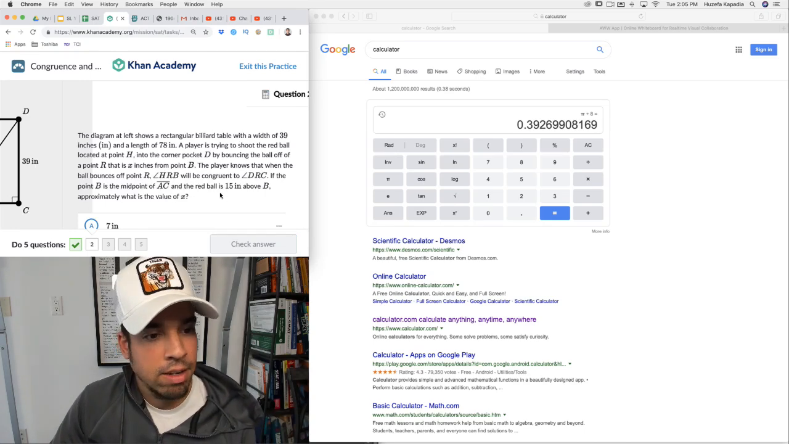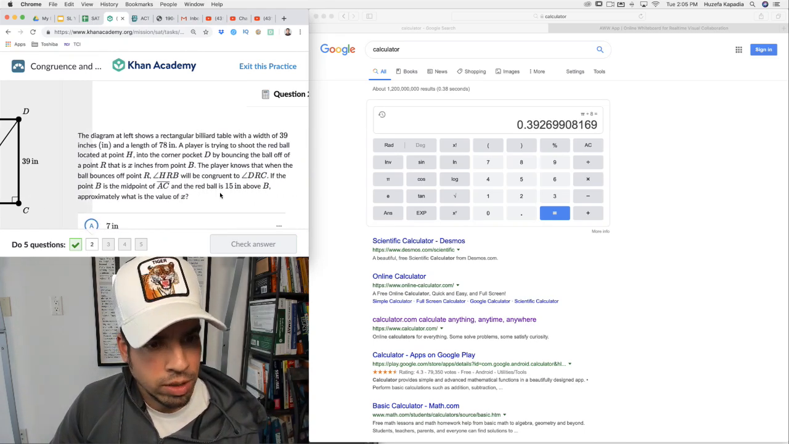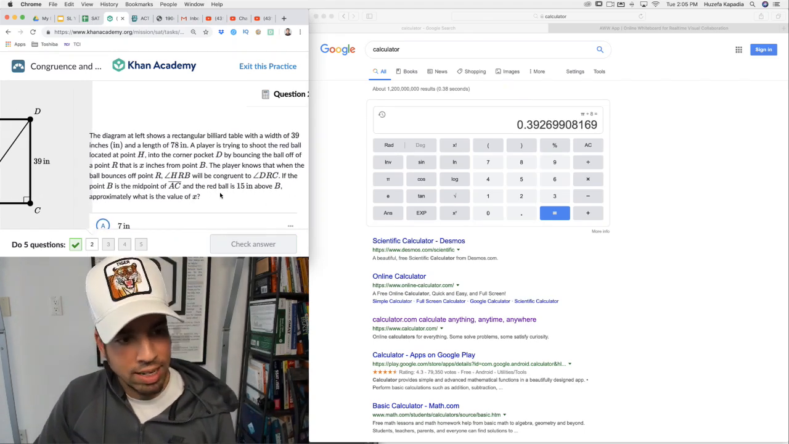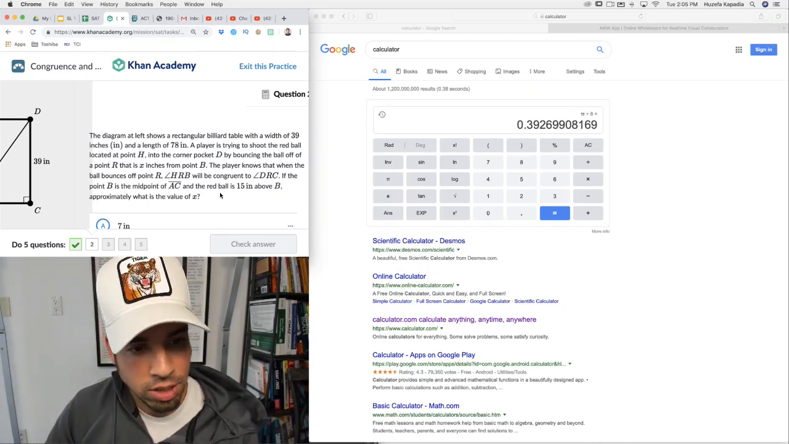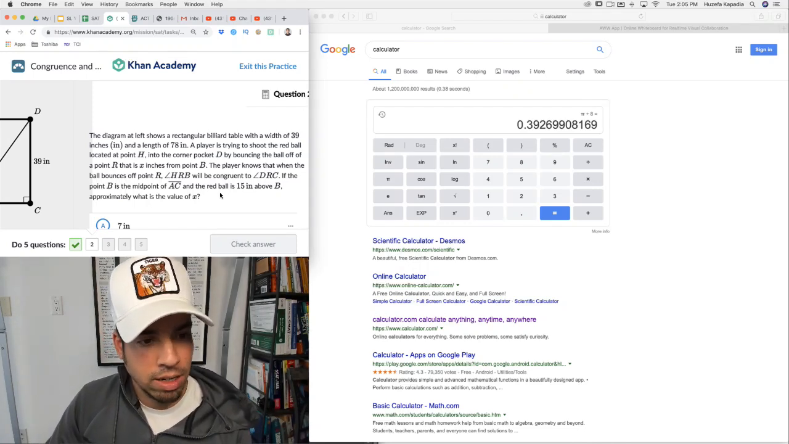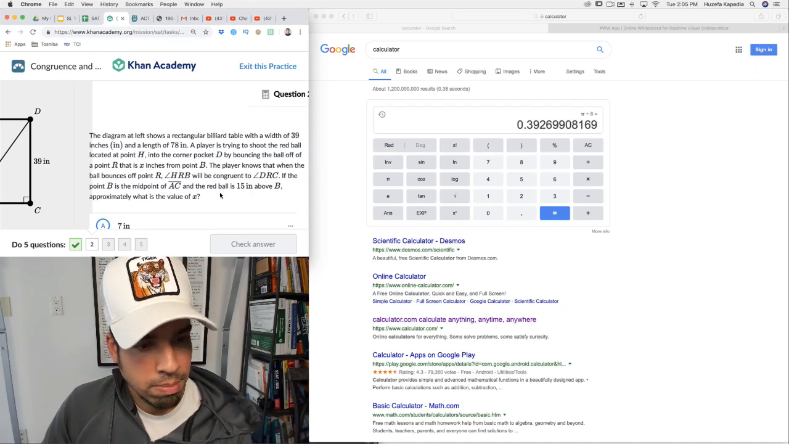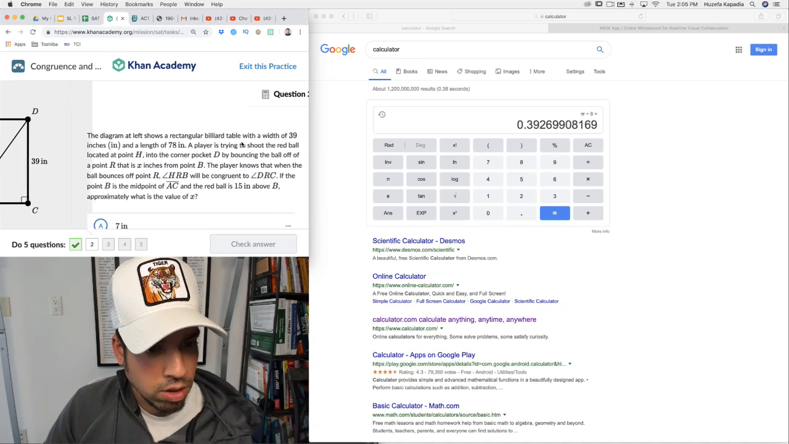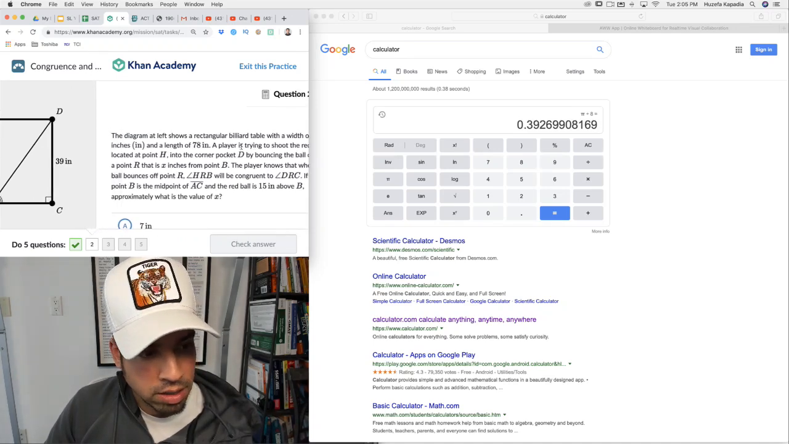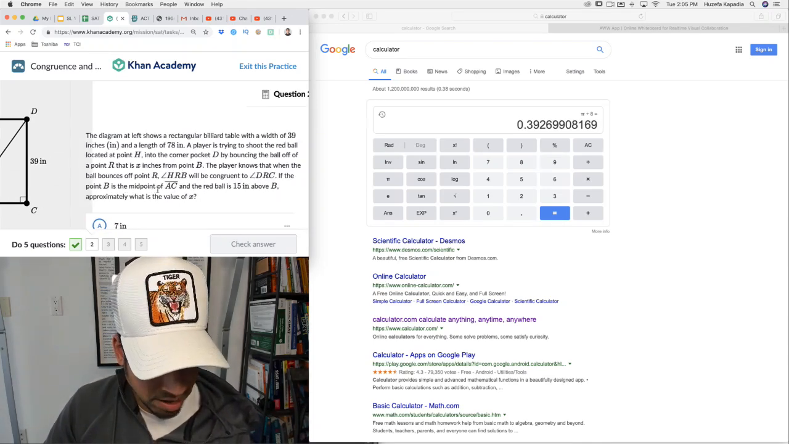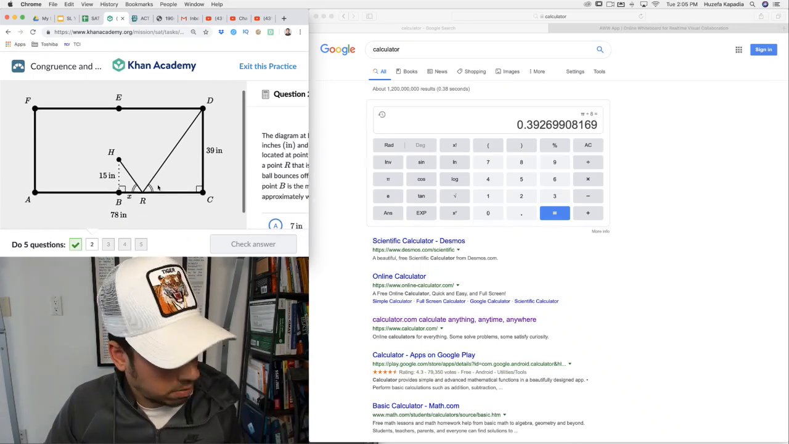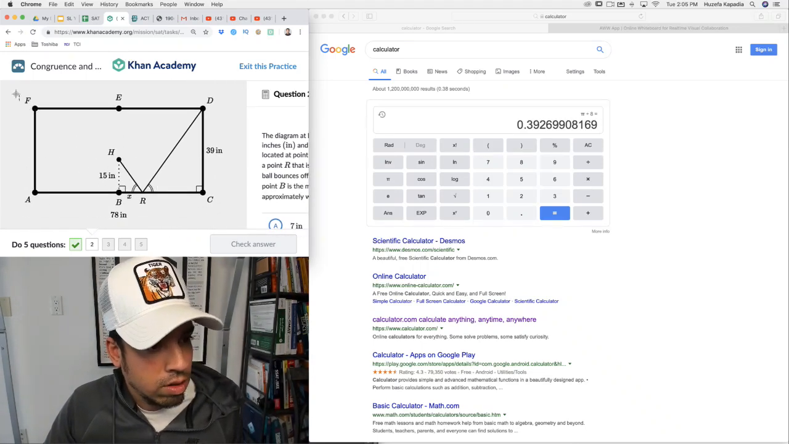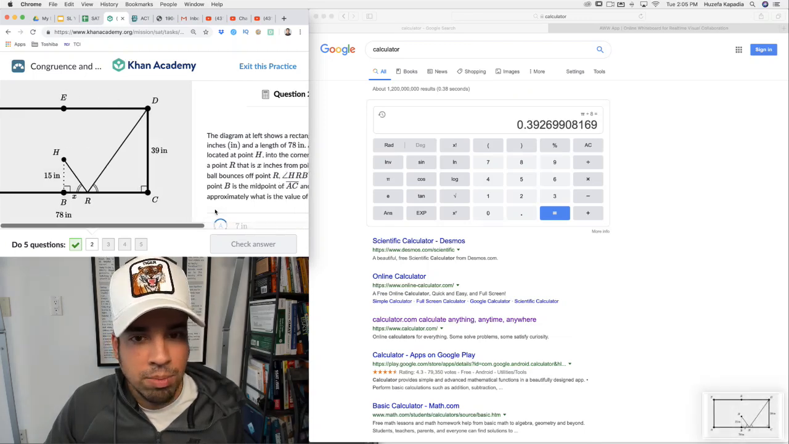All right. Next, the diagram left shows a rectangular billiard table with a width of 39 inches and a length of 78 inches. A player is trying to shoot the red ball located at point H into the back corner pocket D by bouncing the ball off R, X inches. Okay, everything is basically on the diagram. Here, let me do this. Copy this over.